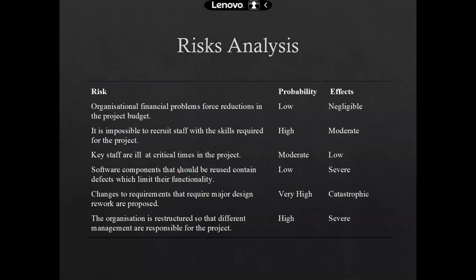The software components that should be reused contain defects and limit their functionality. That has a low probability but a severe impact. Changes to requirements that require major design rework are proposed. That has a very high probability and a catastrophic impact.